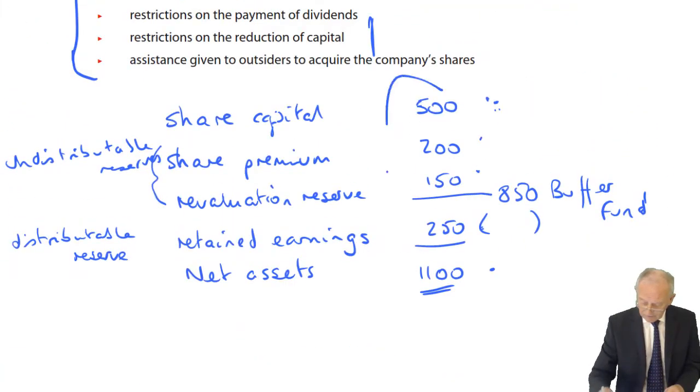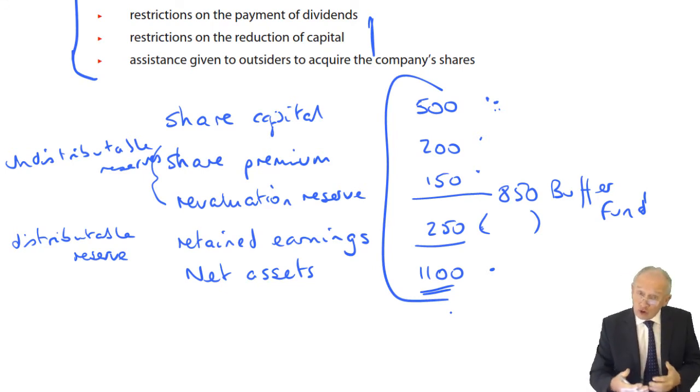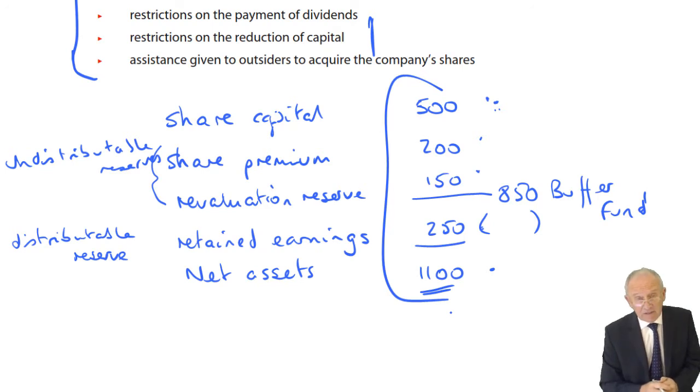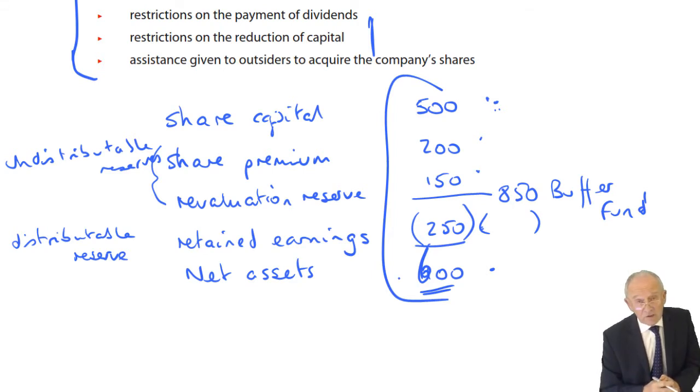Just remember these figures: the 500 share capital, 200 share premium, 150 revaluation, 250 retained earnings, giving me net assets of 1100. But before we move on, I'll just play with this and say, what happens if we have retained earnings of 250 negative? That will then give me 600. Agreed? So 500 plus 200 plus 150 minus 250 gives me net assets of 600.